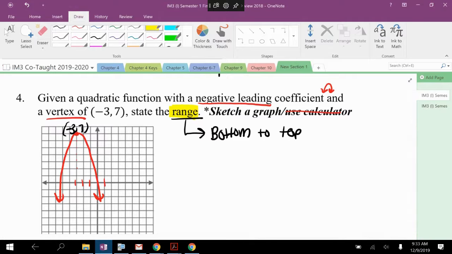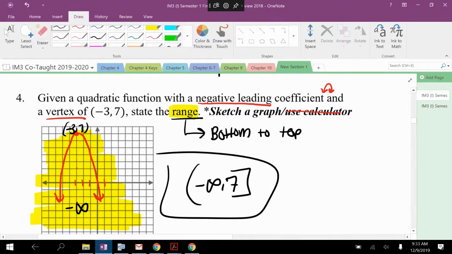With my highlighter, I am going to start at negative infinity down here. And what y value do I stop at? 7. So I'm going to go from negative infinity to 7, and we're done. Now, some of you might have been able to recognize that without even having to graph it. Your vertex will tell you where you're stopping or you're starting. Okay? Just an FYI.